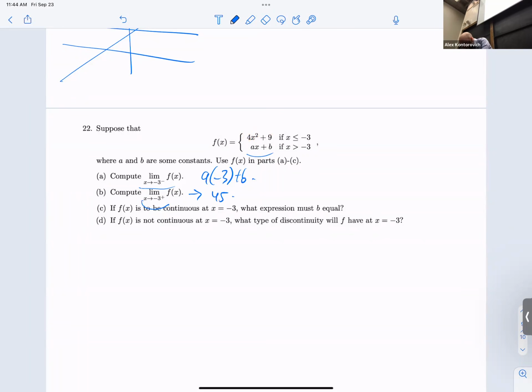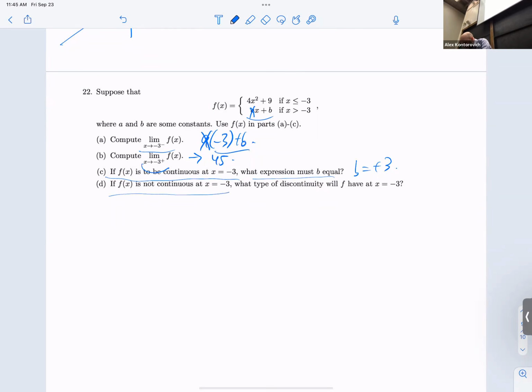If f is to be continuous, what expression must b equal? If f is to be continuous, when x goes to -3, I get -3a plus b. There's something wrong with this problem. I think the a shouldn't be here. If the a wasn't there, then we would get -3, and then we would say that b must be equal to +3. There's a mistake in the problem. It's not well defined because I have two parameters that need to be chosen to make it continuous. You see what's going on? So there's a typo.